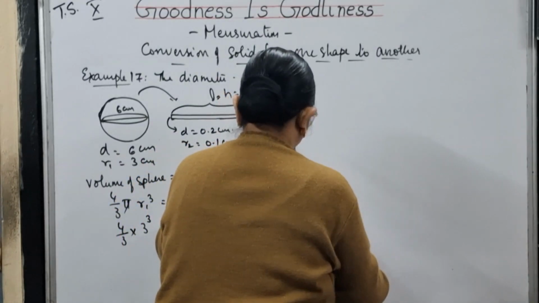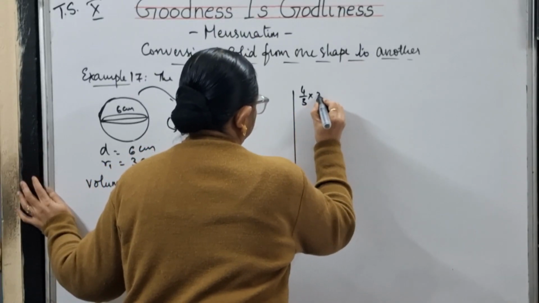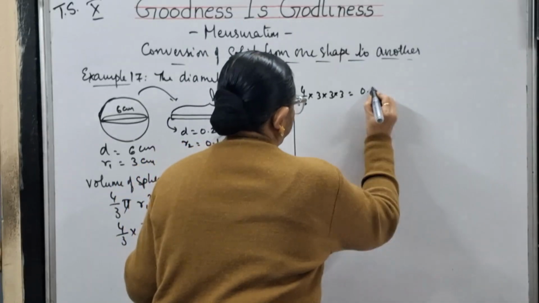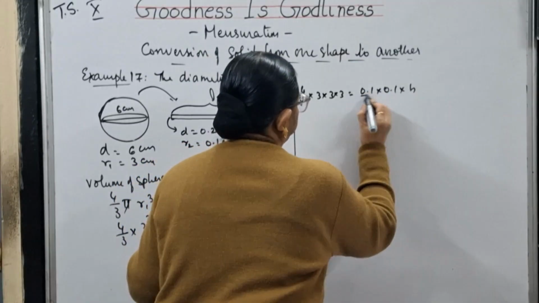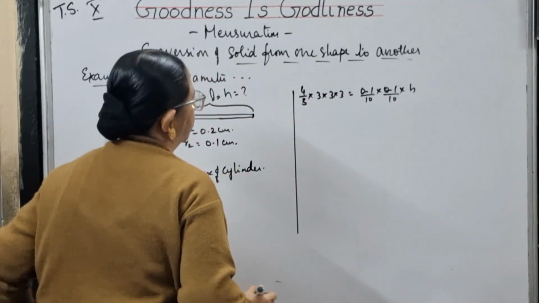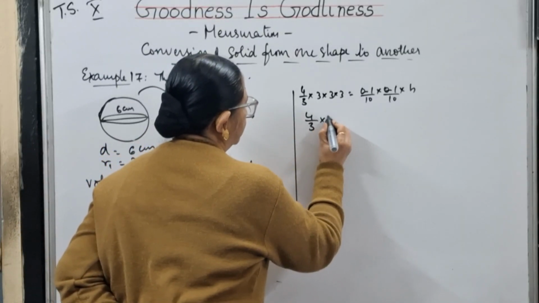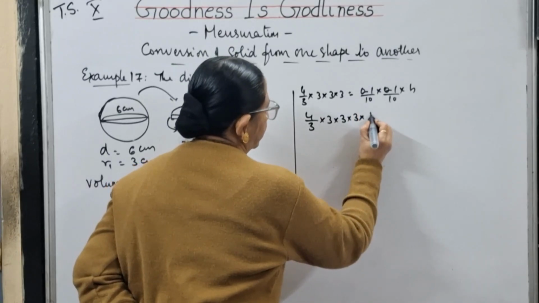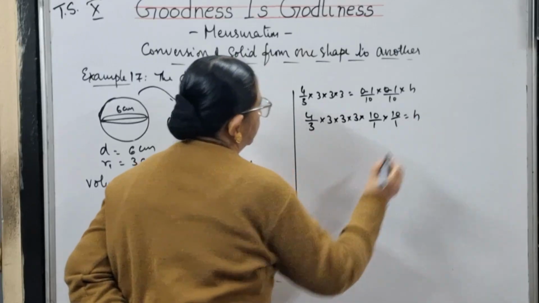Let us continue this. This means 4 by 3 into 3 cube, 3 into 3 into 3, is equal to 0.1 into 0.1 into h. 0.1 means I can make it as 1 by 10, children. So you want h. So 4 by 3 into 3 into 3 into 3 into 10 by 1 into 10 by 1 is equal to h.